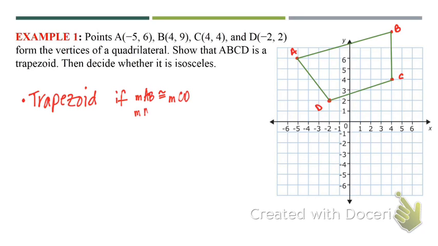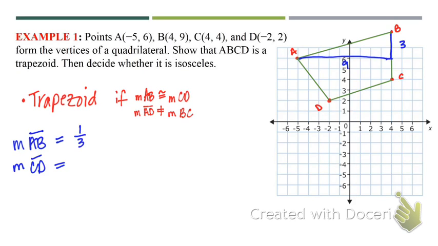So if it's a trapezoid, we're going to find the slope of AB, which is 3/9, which is 1/3. And then 2/6, which is also 1/3. So we know that they are parallel. So right now we know it's a trapezoid.